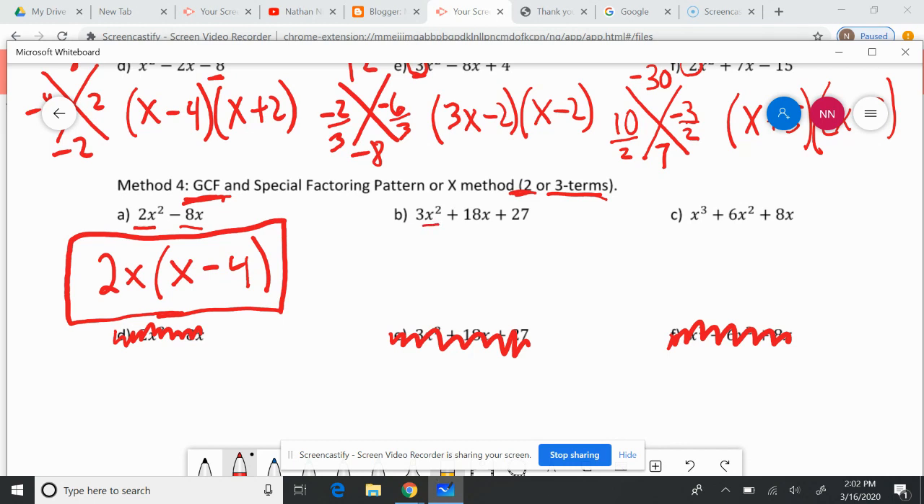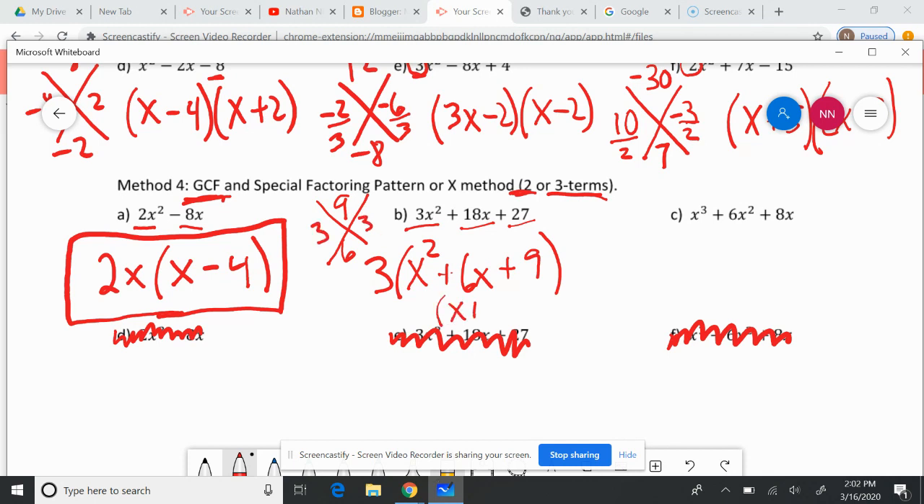Now, if we're looking at our next method, notice that each of them have a 3 in common. So we factor out a 3, and we have an x squared plus 6x plus 9. Now, since we have a trinomial, we're going to use the x method. Two numbers that multiply together give us 9, add up to 6. Both of those numbers would be 3. So what we're going to do is put an x plus 3 squared, because both answers are the same, and we want to make sure we don't forget the 3 in the front. So we put the 3 in the front.